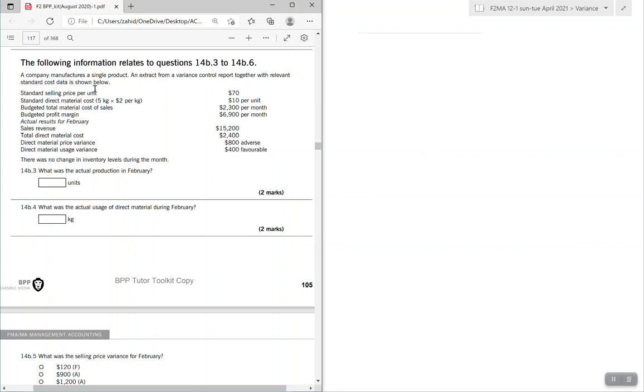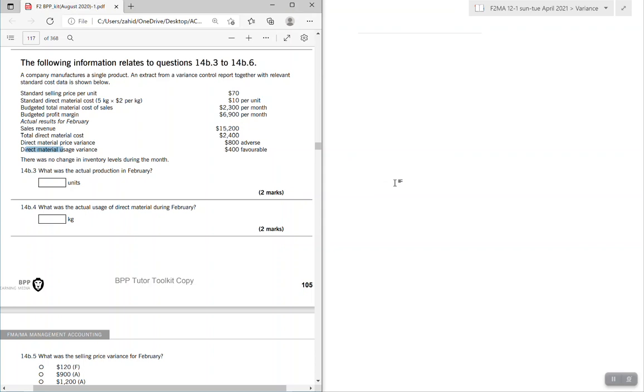Okay, a company manufactures a single product, and an extract from a variance control report, together with relevant standard costing data, is shown below. We have standard selling price per unit, standard direct material cost, budgeted total material cost of sales, budgeted profit, then actual results for February: sales revenue, direct material cost, direct material price variance, direct material usage variance. So what was actual production in February?